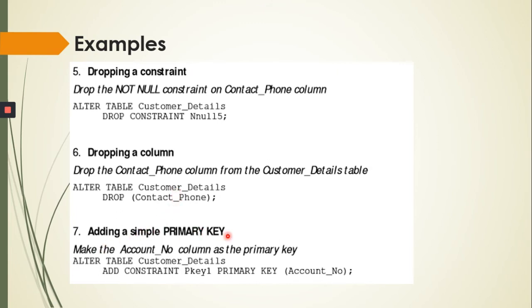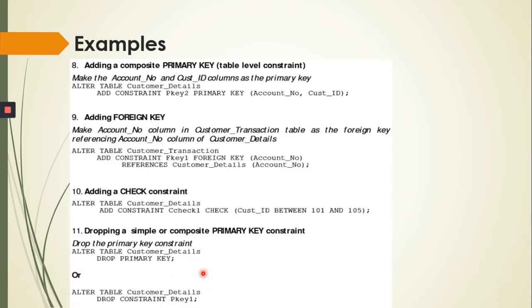Adding a simple primary key. Okay, alter table customer details, add constraint p key 1, that is the name of primary key, and we are applying primary key on account number, as every customer has a unique account number. Which constraint are we adding? Primary key. So add constraint primary key on which column? In bracket we have to write the column name, that is account number. Okay, p key 1 is the name of the constraint. It is not compulsory to write.